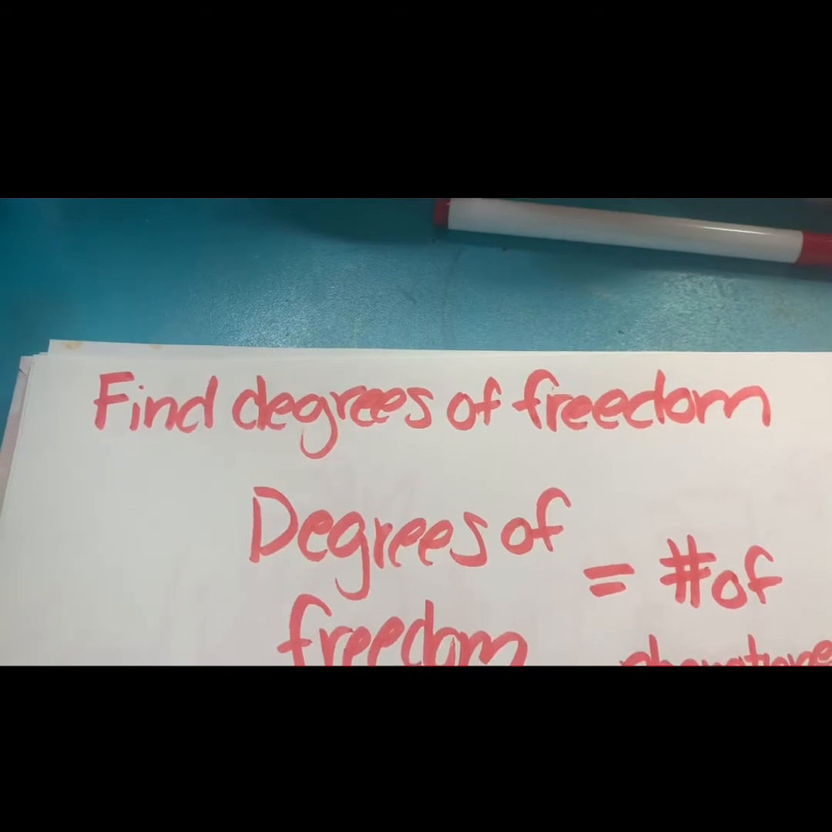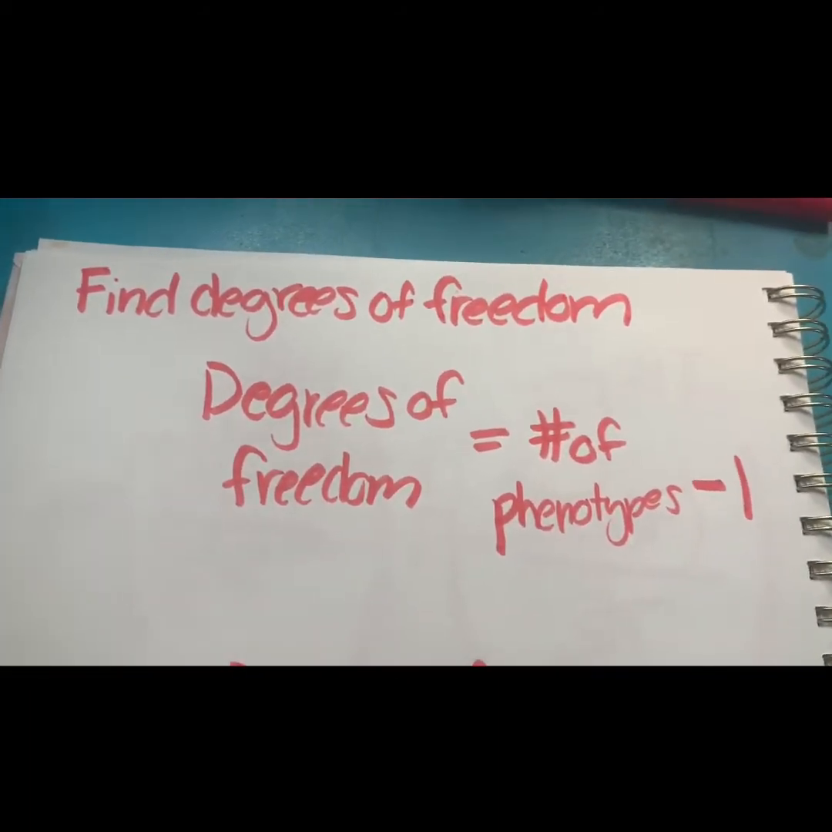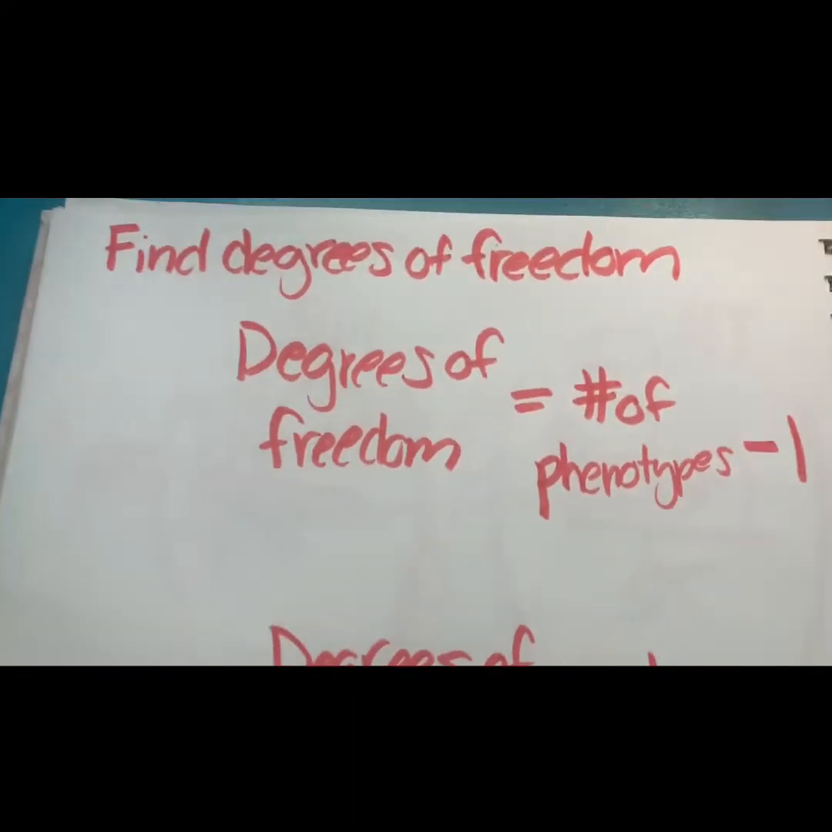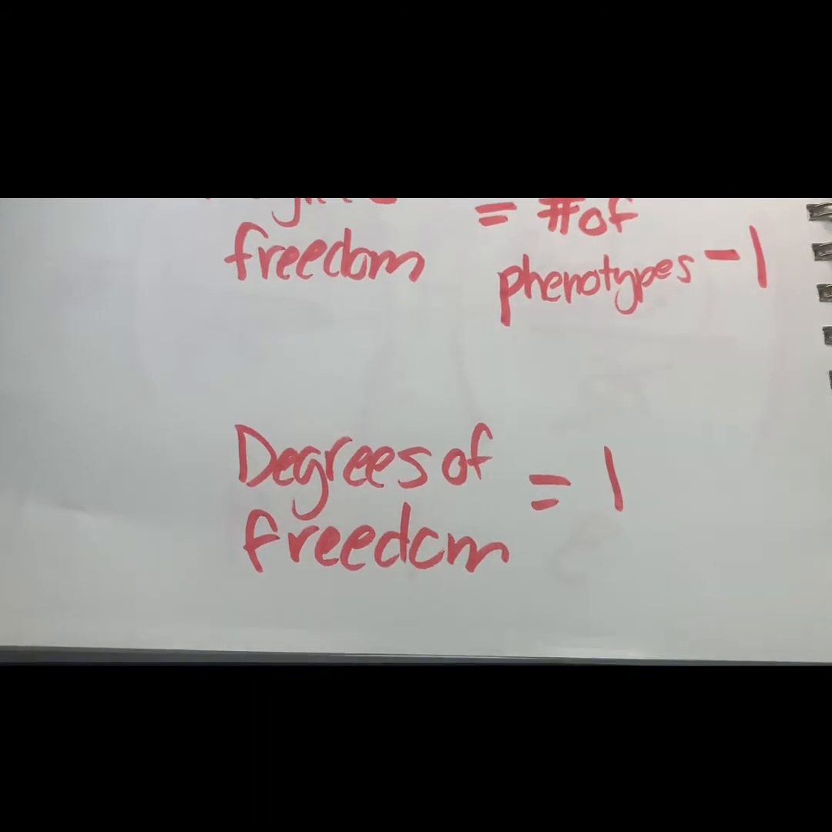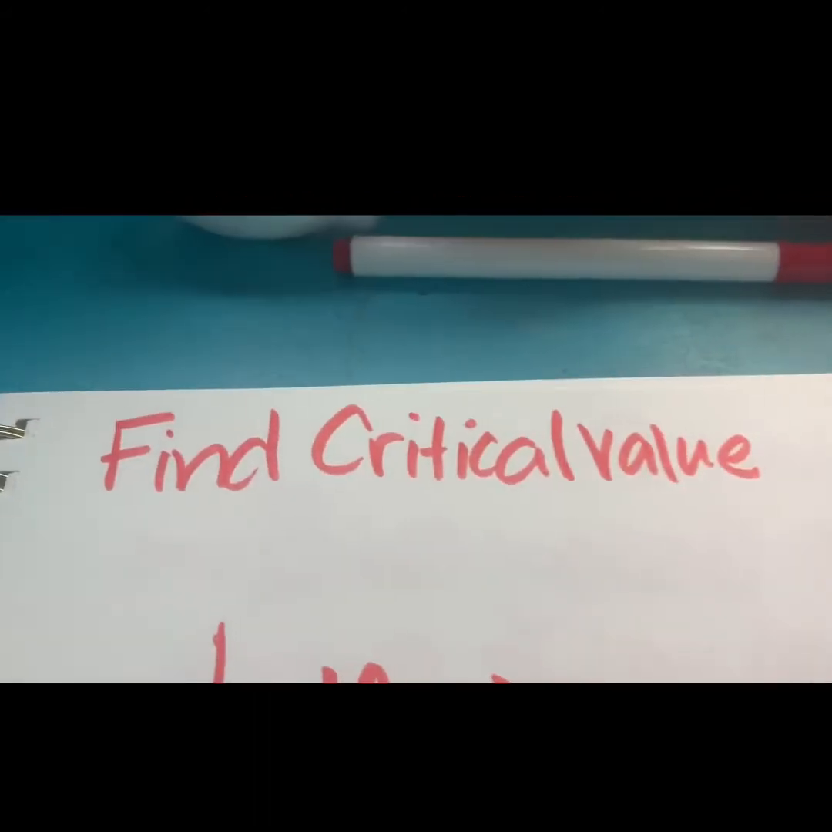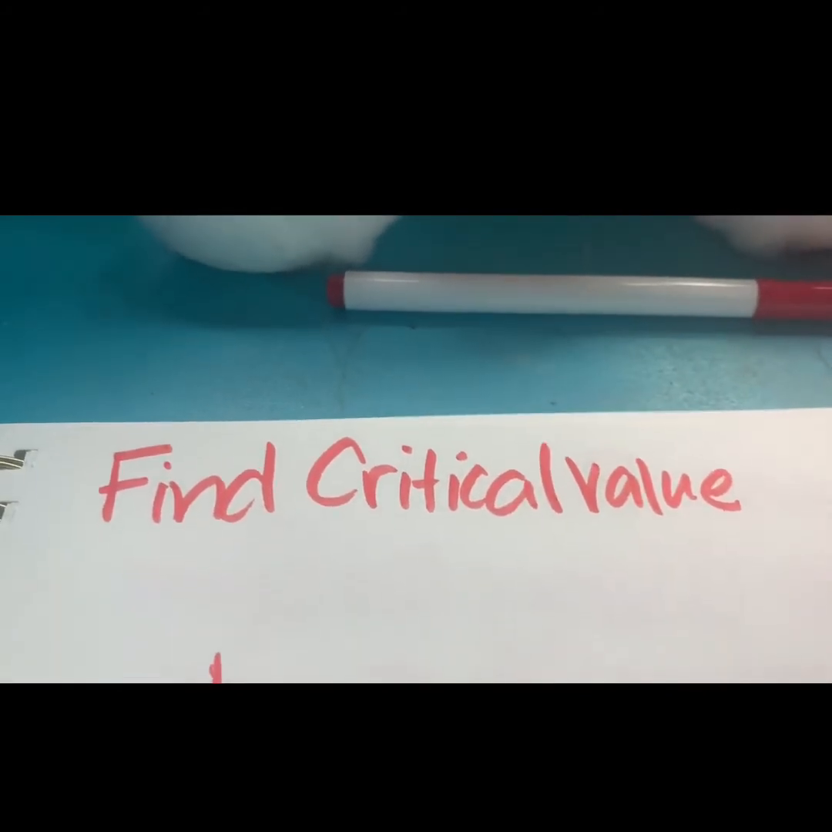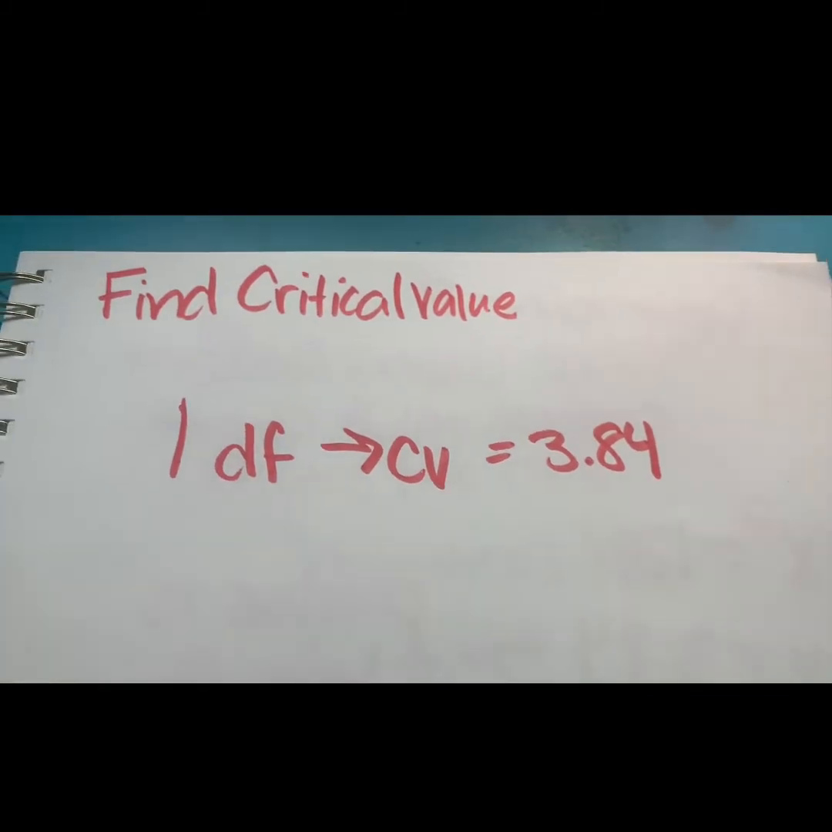The next step is to find the degrees of freedom. Degrees of freedom are the number of phenotypes or genotypes or categories minus 1. So in this case, because we have two categories, tongue rollers and non-tongue rollers, the degrees of freedom is 1. Using a chi-square critical value chart, we'll find the critical value for 1 degree of freedom. This is 3.84.